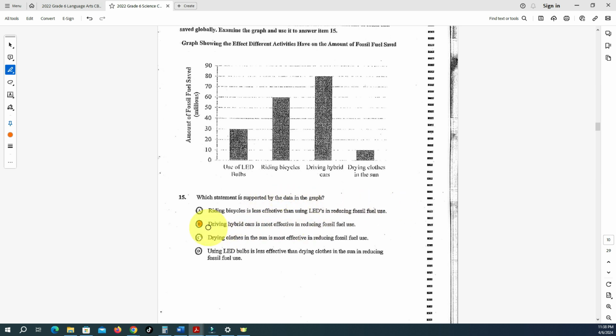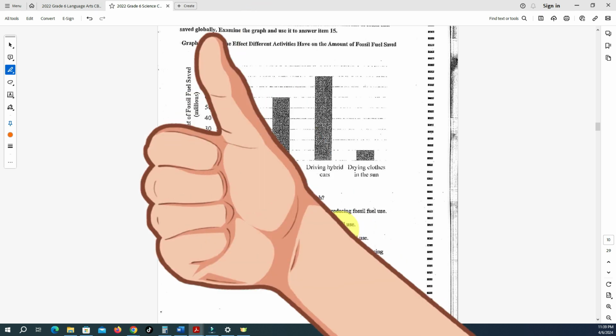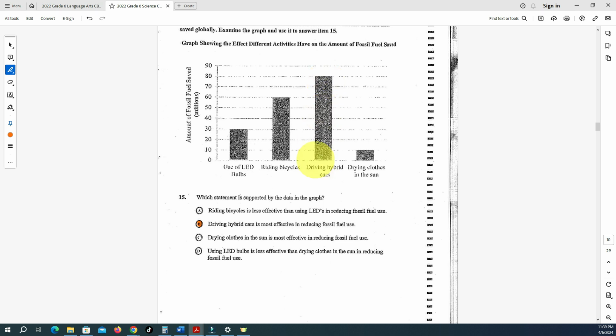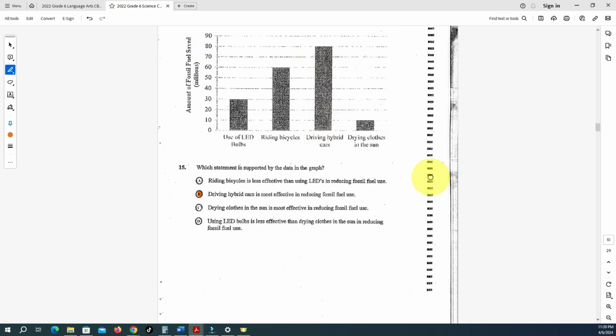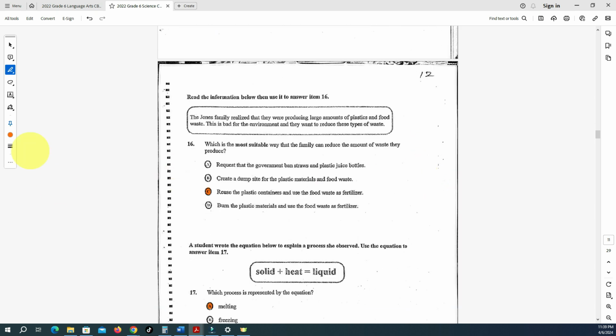I choose driving hybrid cars is most effective in reducing fossil fuel use because this is definitely correct. Driving hybrid is reducing 80 million fossil fuel over here. So I definitely know that I am correct. What do you think? Read the information below, then use it to answer item 16.